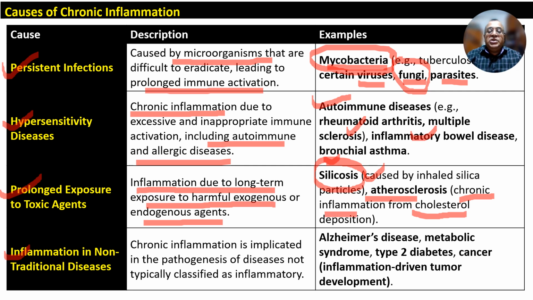In some conditions, chronic inflammation is implicated. These are not typically classified as inflammatory; either these are degenerative or metabolic diseases. Alzheimer's disease is one of the neurodegenerative diseases in which amyloid proteins are deposited. Then metabolic syndrome and type 2 diabetes are a pro-inflammatory state, and we know that inflammation-driven tumor development is also a concept in carcinogenesis.